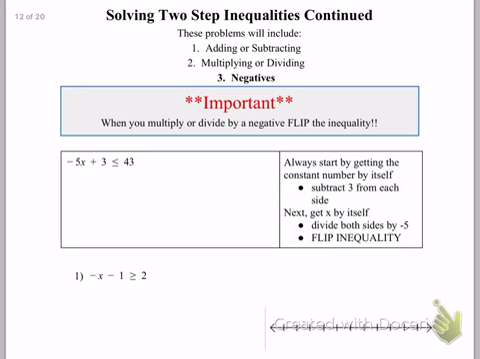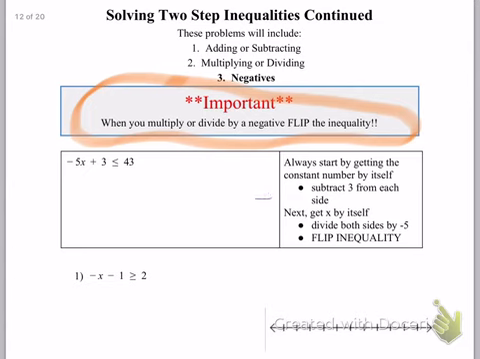So, solving two-step inequalities. Pretty similar to two-step equations, but the inequality might change if there's a negative involved. So, that's pretty much what we're going to be talking about today. When you multiply or divide by a negative, you must flip the inequality. That means if it's less than, you need to change it to greater than. So let's go ahead and tackle the first problem.